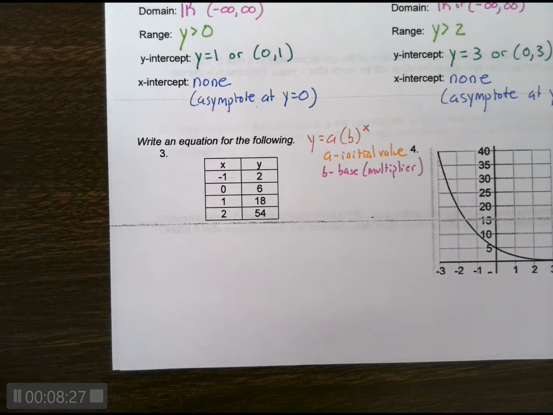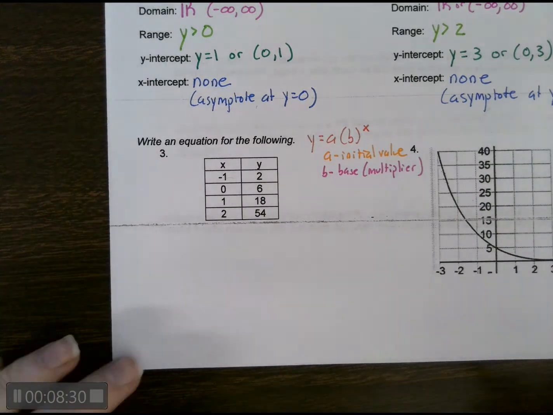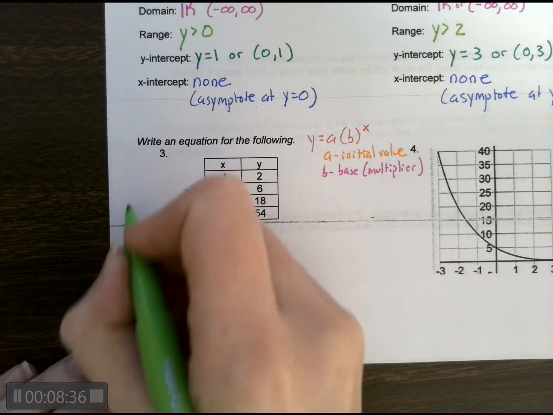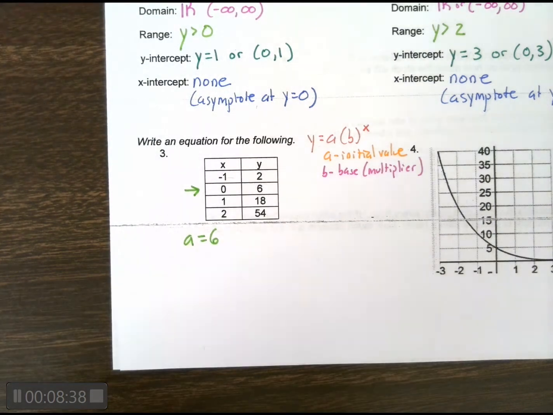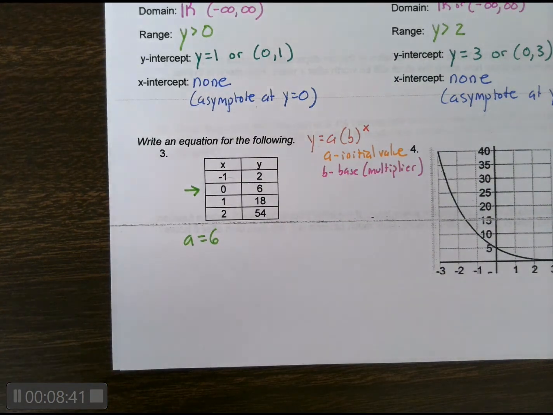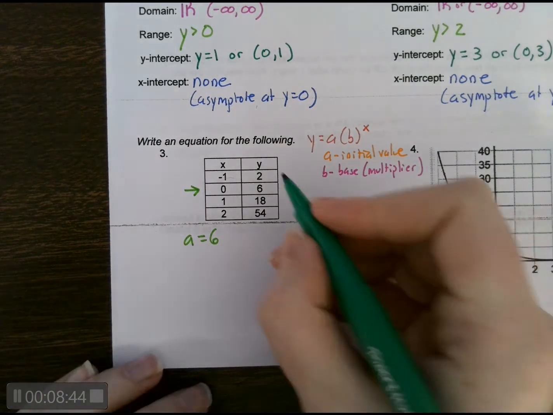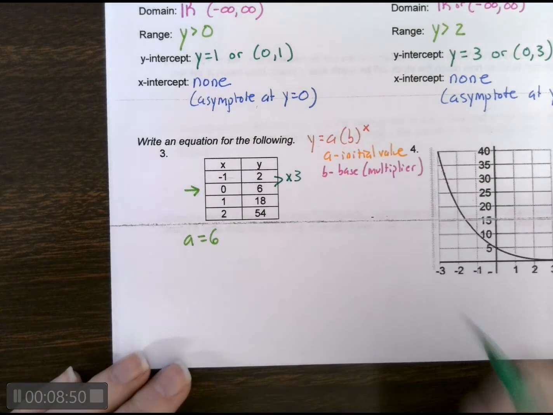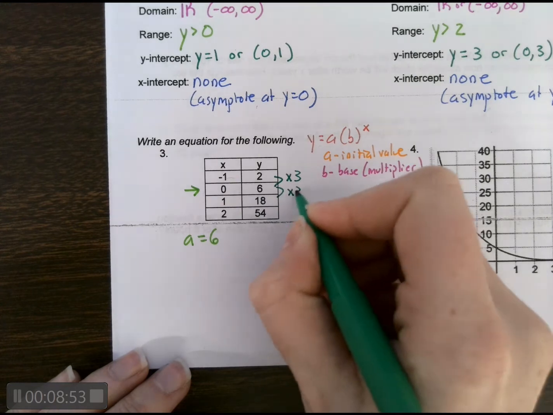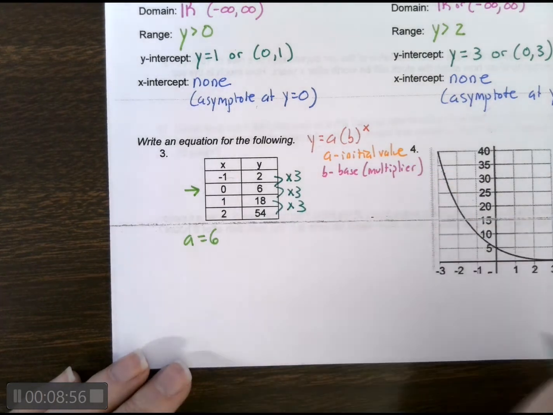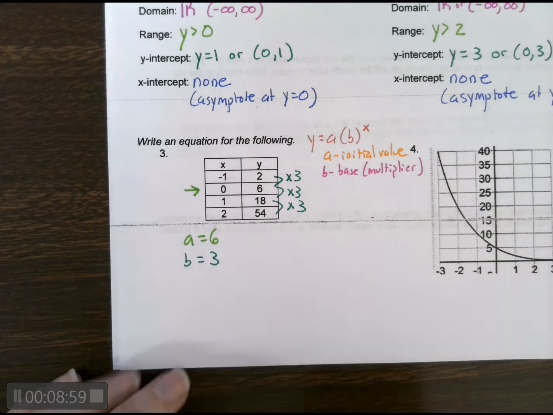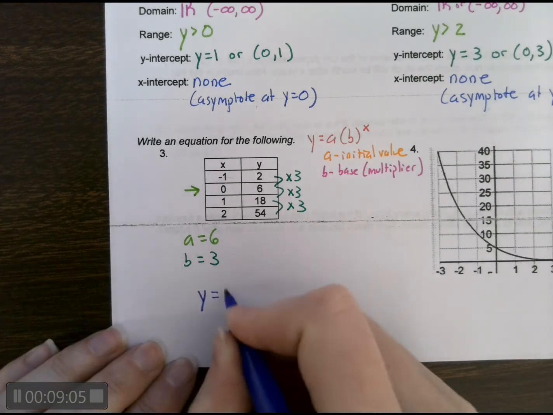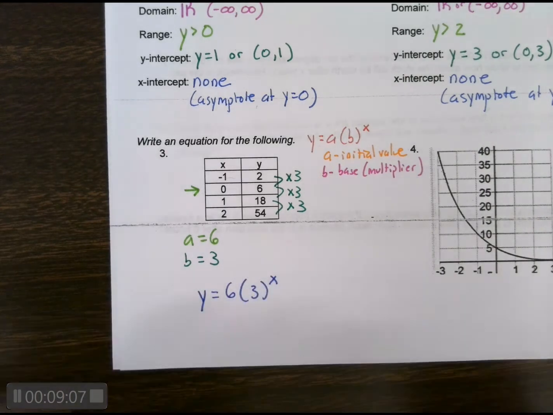Looking at this table of values, what's our initial value? It's when x equals 0. So our a is going to be 6. Then we need to figure out our b. 2 times what value is going to give us 6? That's 3. We're going to multiply by 3. Then 6 times 3 gives us 18, and 18 times 3 gives us 54. So our base is going to be 3, and our equation is y equals 6 times 3 to the x.